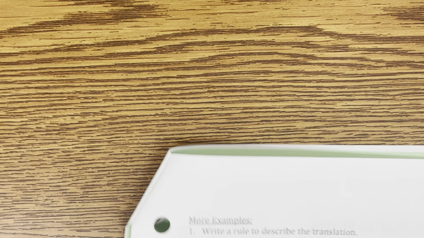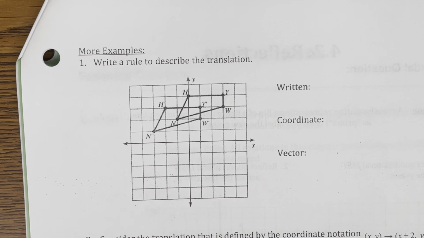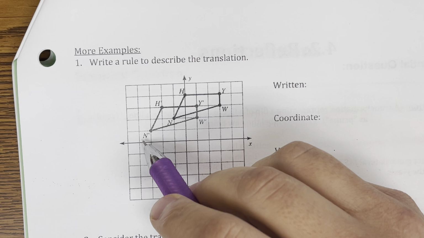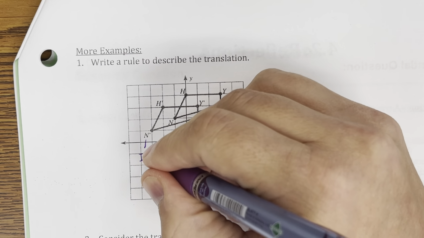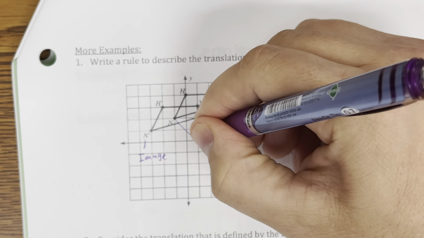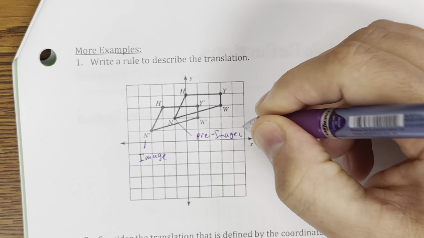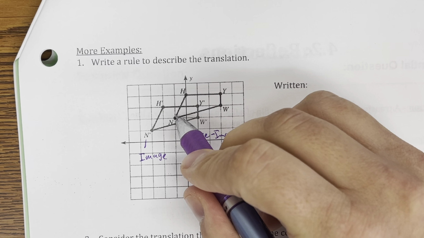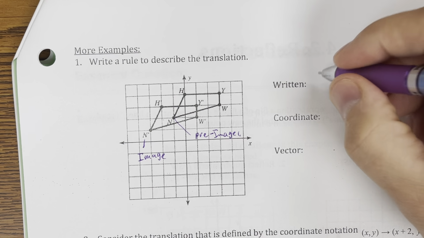We got one more example. Sorry, got excited. So this one says, write a rule to describe the translation. So for us to write this, I need to figure out which piece is the image, which piece is the pre-image. The prime tells me that that is where it ended. This is our image. And this is our pre-image. So what happened? For me to go from here to here, I have to go left 2, down 1.